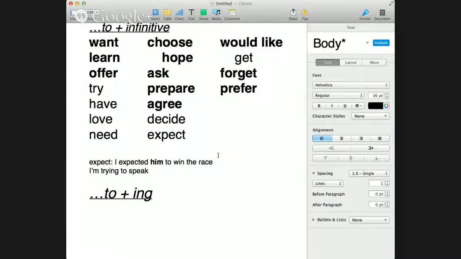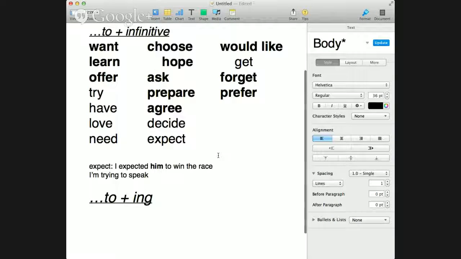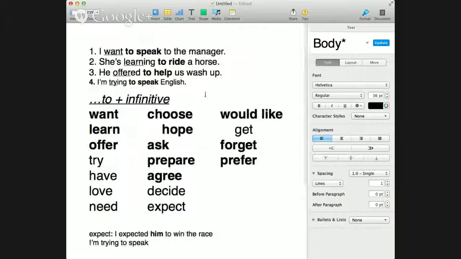Can you repeat the question, please? Sure. So what we just did in the first section of the class is to choose the verbs here, want, learn, offer, that have to be followed by the infinitive, right? So now what we're going to do is choose the verbs which are not want, learn, or offer, because we know they have to be followed by the infinitive. Instead, the verbs that have to be followed by the ing.